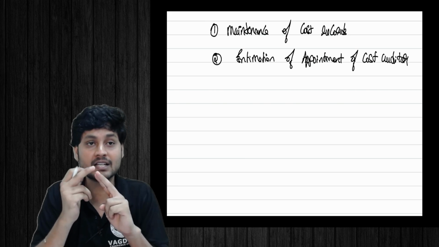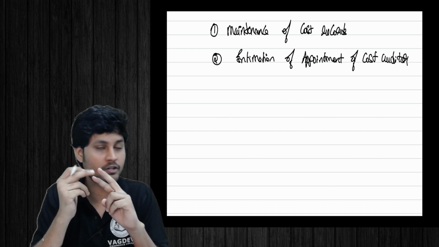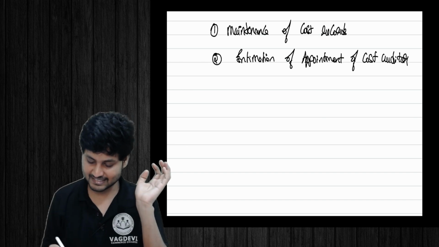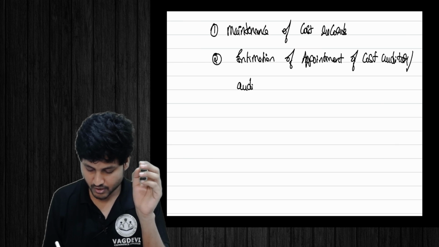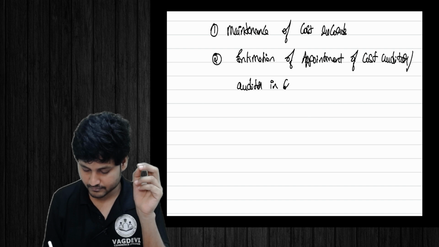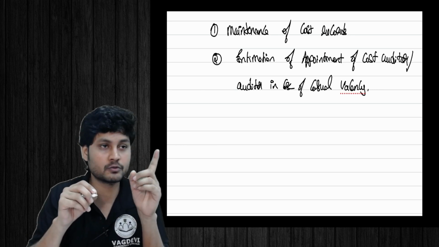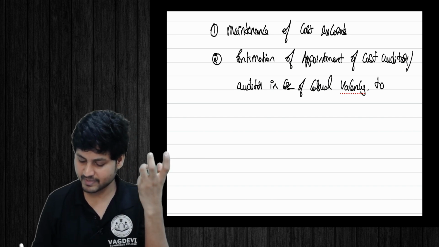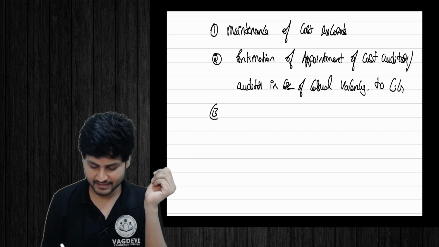So these appointments are to be intimated to whom? Central government. The company needs to intimate this appointment of cost auditor or auditors to the Central government. This is the second case. In case of casual vacancy, the company needs to intimate to whom? Central government. Casual vacancy intimation must be given to CG. Okay.